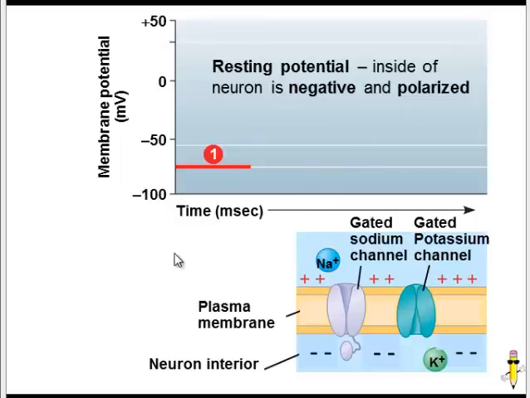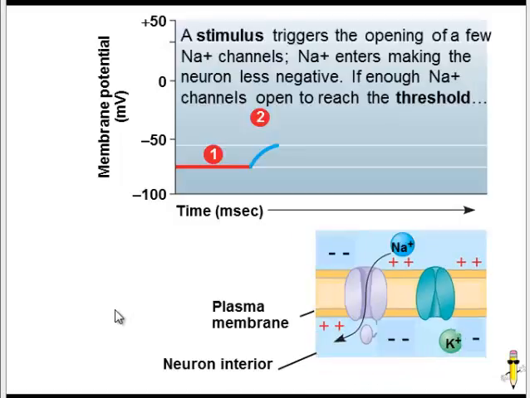So, in our first stage, the neuron is at rest. We can see the negative 70 millivolts, and the neuron is said to be polarized. And here we can see both of our gated channels are closed. The inside is negative, the outside is positive. However, if there is a stimulus in the environment, that's going to trigger the opening of a few sodium channels. So here, that stimulus caused the gate to open. And so now a little bit of sodium is going to enter into the neuron, which is going to make the inside a little bit less negative because now there's a few more positive charges.